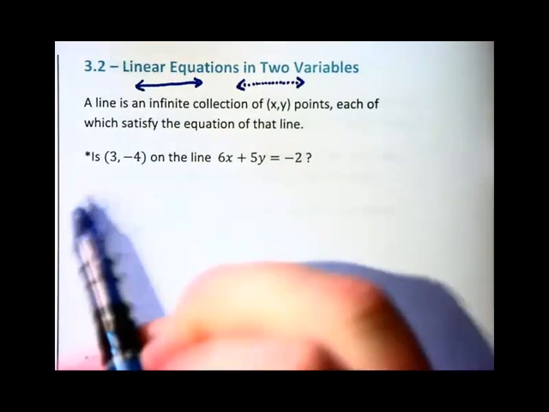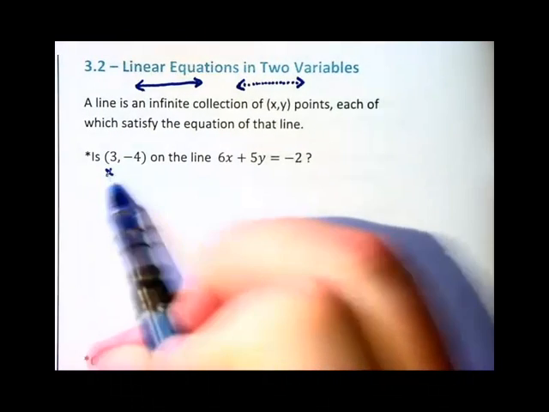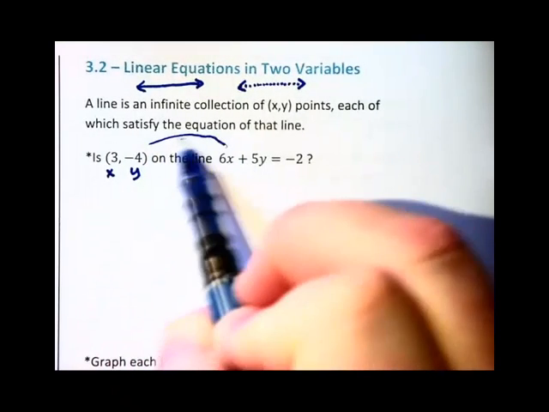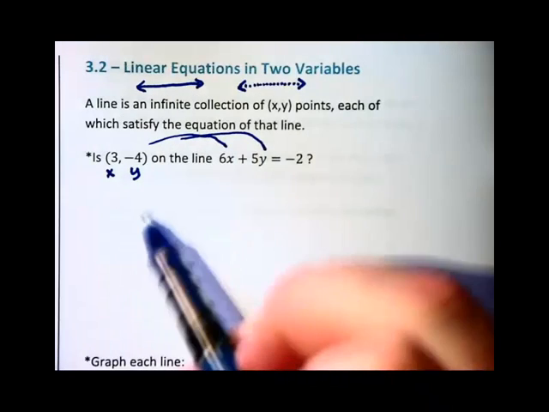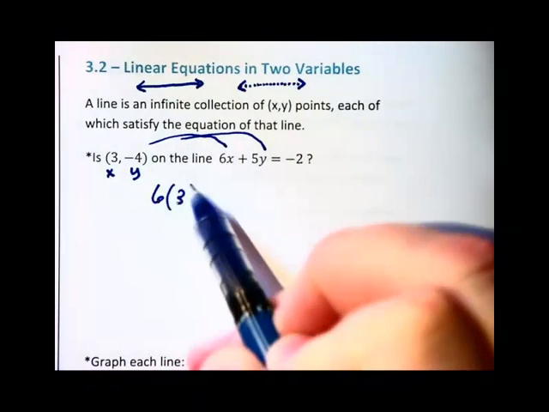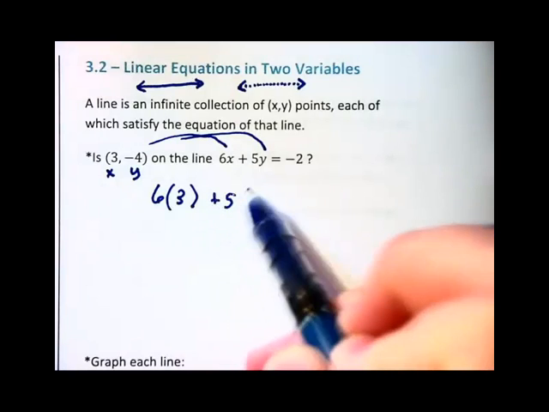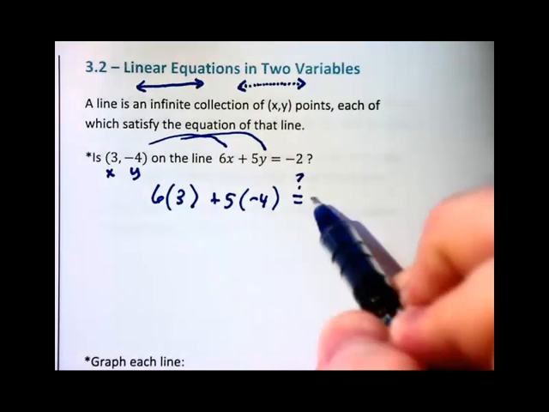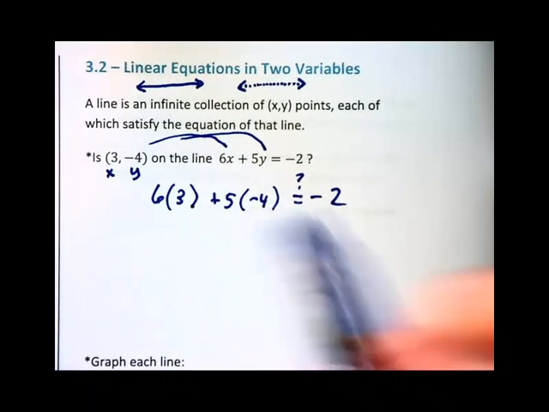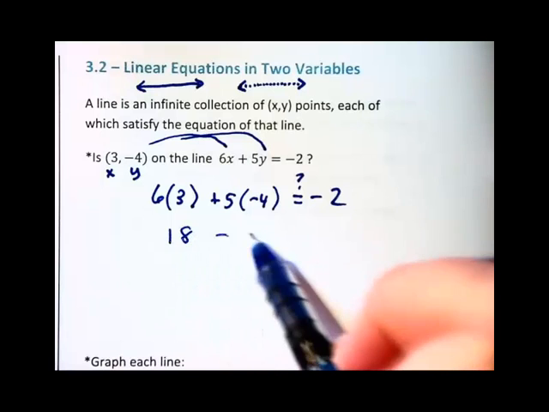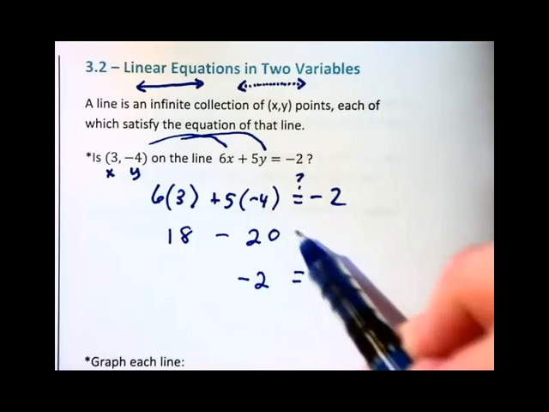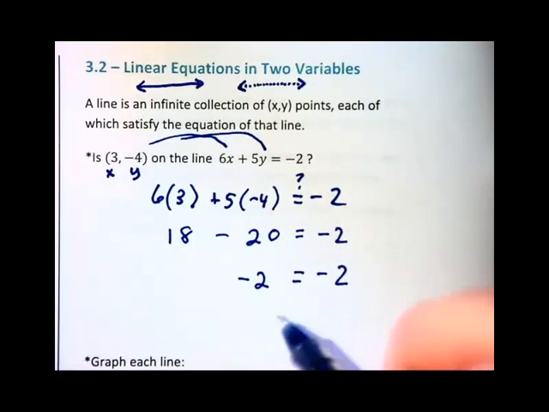Now, with that idea, we start with this type of question asking, is this point on this line? When you are given a point, it's of the form x comma y, and we're basically asking you to substitute those values in and test whether 6 times 3 plus 5 times negative 4 is equal to negative 2. In this case we have 18 minus 20, which is negative 2, which is equal to negative 2, and so the answer is yes, this point is on the line.